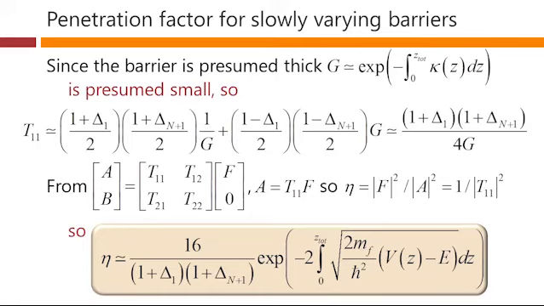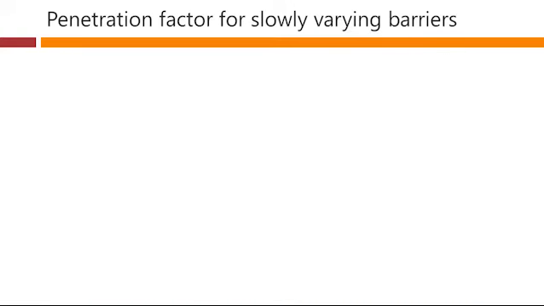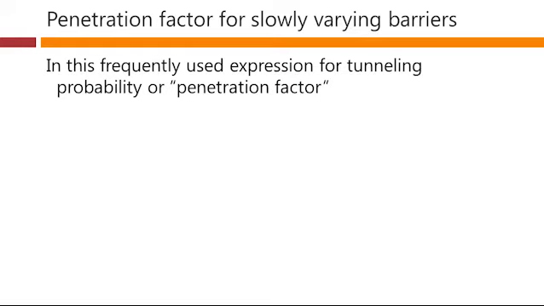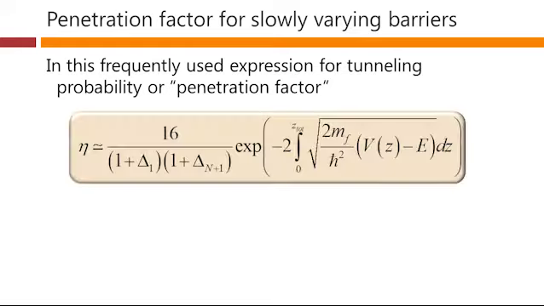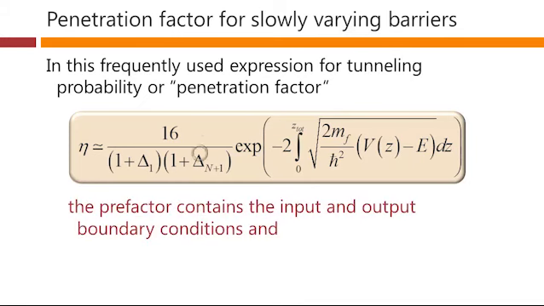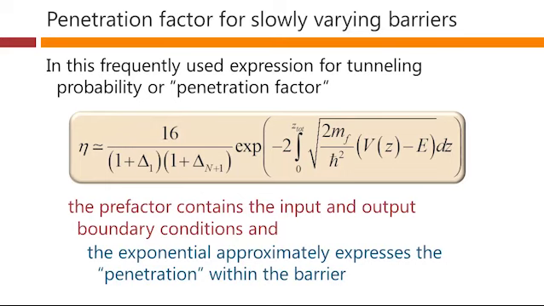As I said, it's better to do this more rigorously using the full WKB approach, but you end up with the same answer here as we derived a little bit informally with this derivation related to the transfer matrix. So in this frequently used expression for tunneling probability, or so-called penetration factor, the prefactor contains the input and output boundary conditions, and the exponential approximately expresses the penetration within the barrier.